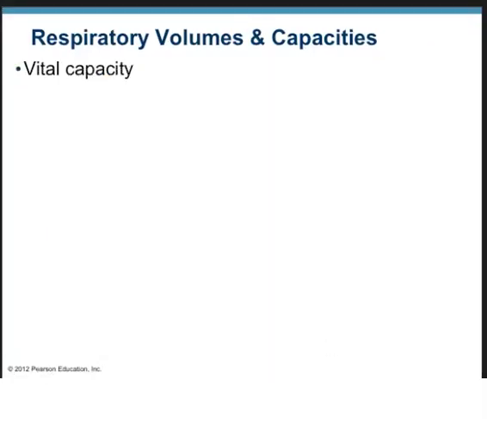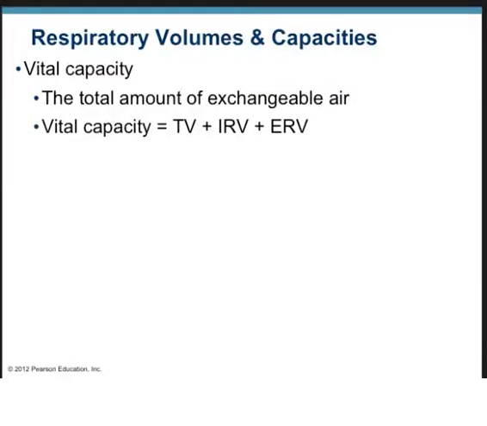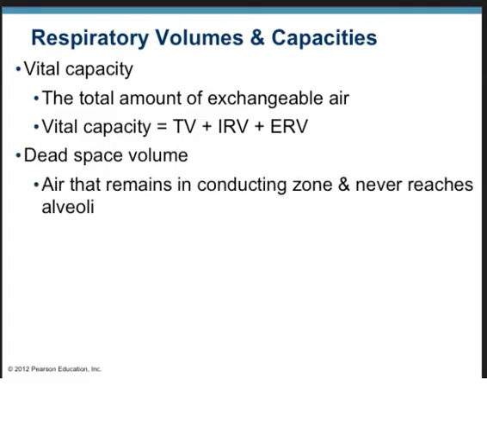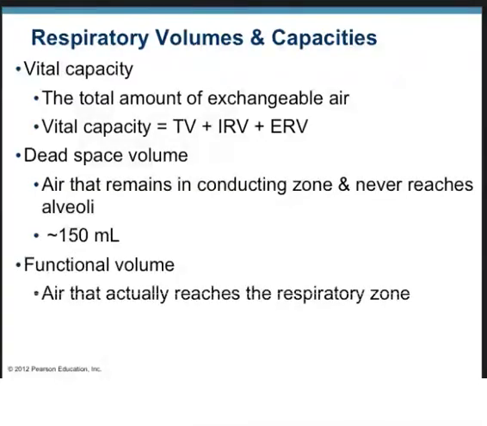So let's examine some of these respiratory capacities in a little more detail. The vital capacity is the total amount of exchangeable air that you can move in and out of the lungs with maximum effort, and it's defined as the tidal volume plus the inspiratory plus the expiratory reserve volume. Dead space volume is the air that remains in the conducting zone and never reaches the alveoli, and this is what we call the part of the residual volume, and it's about 150 milliliters, while the functional volume is the air that actually reaches the respiratory zone, and on a normal breath that's about 350 milliliters.